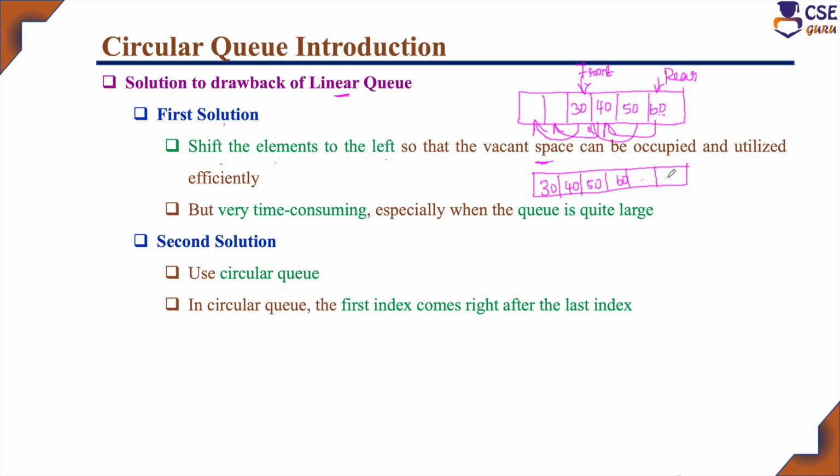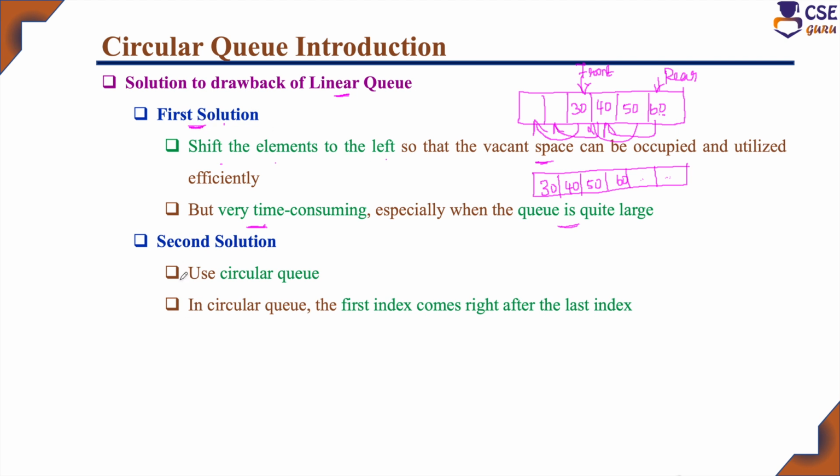But what is the drawback? It will be a very time consuming task if the queue size is very large. This is extra work, extra time consuming work that will reduce the efficiency of program execution. So shifting the elements to the left is a hectic task. But this solution is possible.